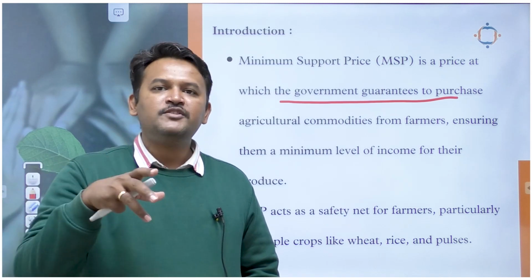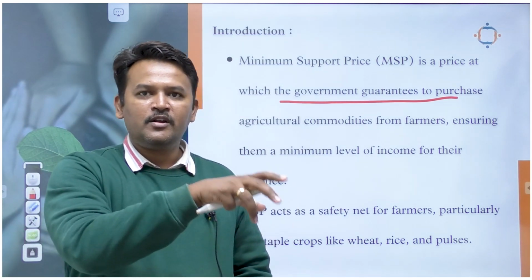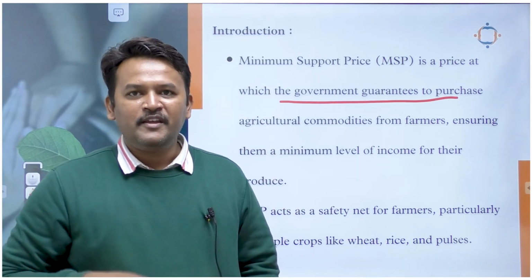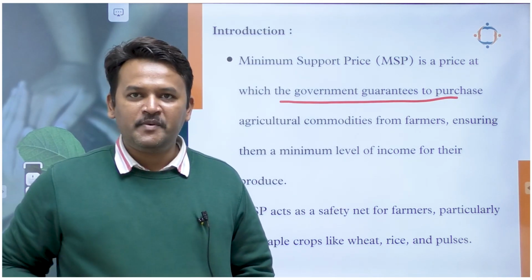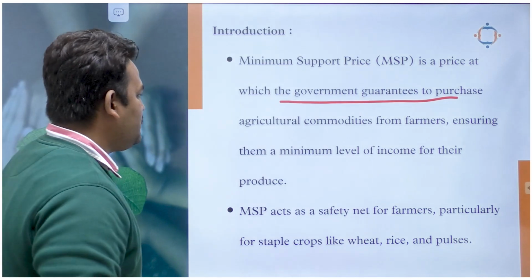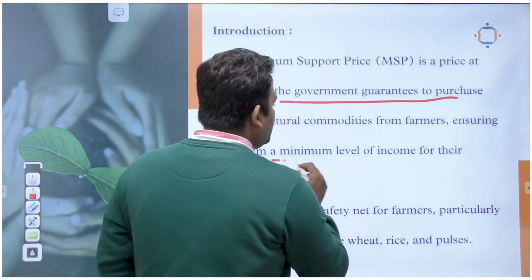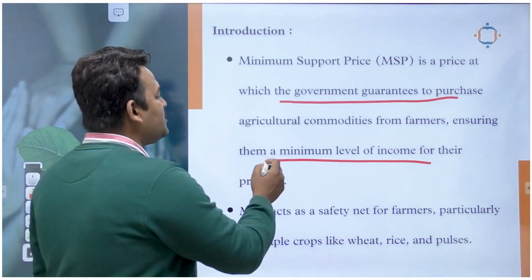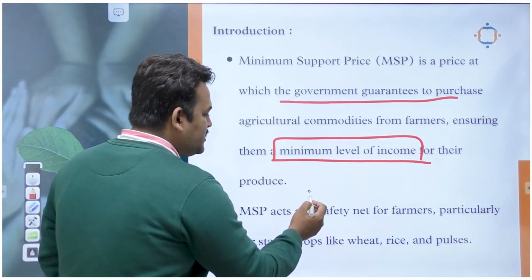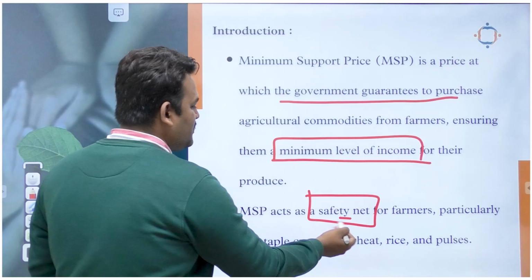And when government is going to purchase that particular commodity from the market, they will stick to these particular prices that they mentioned under MSP, right? And because of that, there will be an income security, a minimum level of income for the produce. There will be a safety net for the farmers, right?